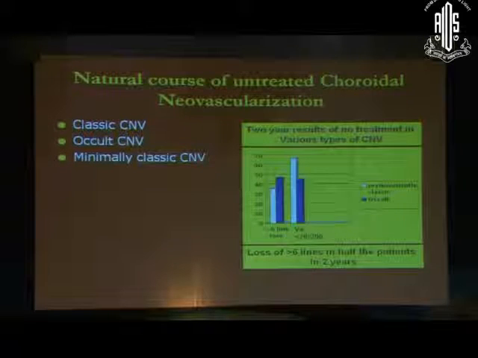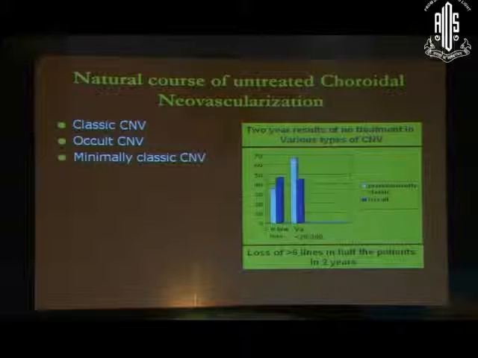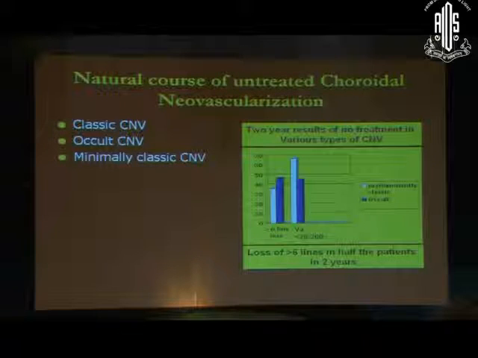You're not interested just in what kind of lesions are there. What you want to know is, what happens if I don't treat? Well, if you don't treat your patients, and this is from the TAP and the VIP study, which was a decade earlier, you can find a loss of more than 6 lines in half the patients within 2 years, both in the classic and in the occult lesions. And the minimally classic lesions follow the trend of occult lesions.